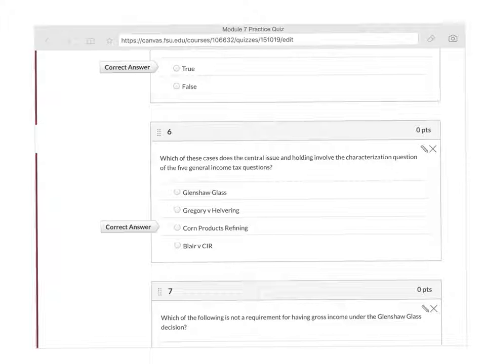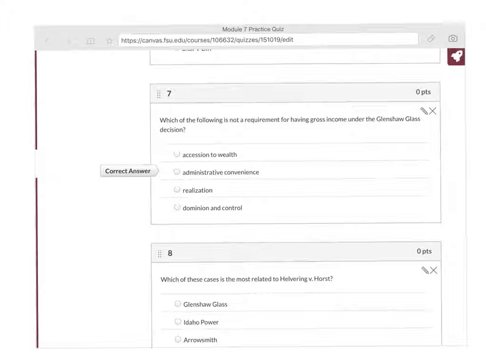Which of these cases is the central issue in holding involved this characterization question of the 5 general income tax questions? Glenshaw Glass is income. Gregory versus Helvering is deduction. Blair versus Commissioner is who? Corn Products doctrine is character. So that's the type of question you might see.